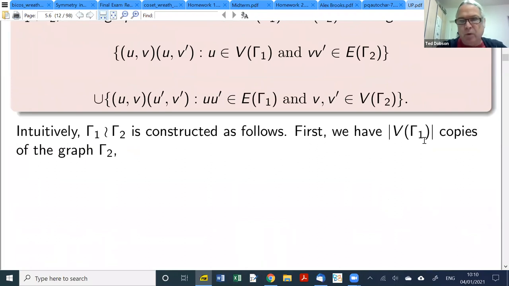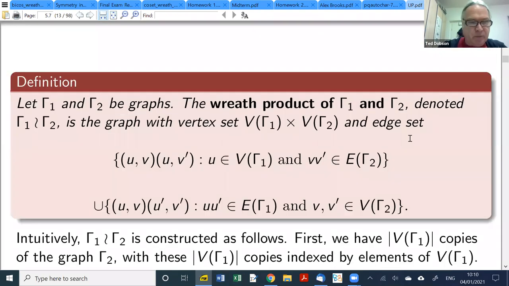So first what we'll do is we're going to have, for each vertex of gamma 1, a copy of the graph gamma 2.